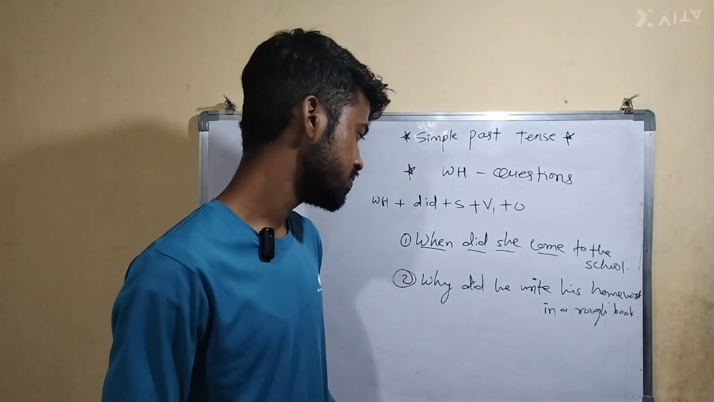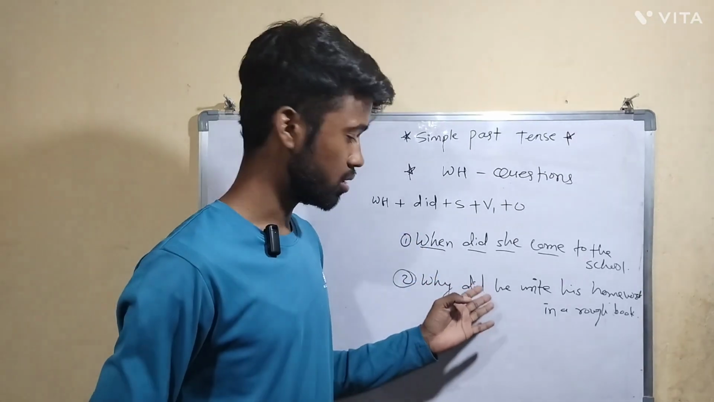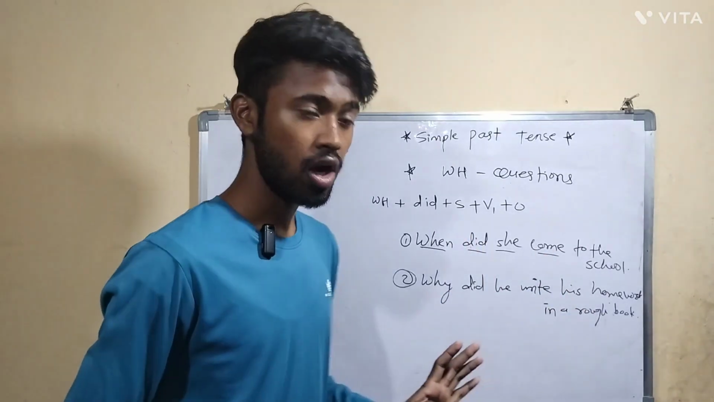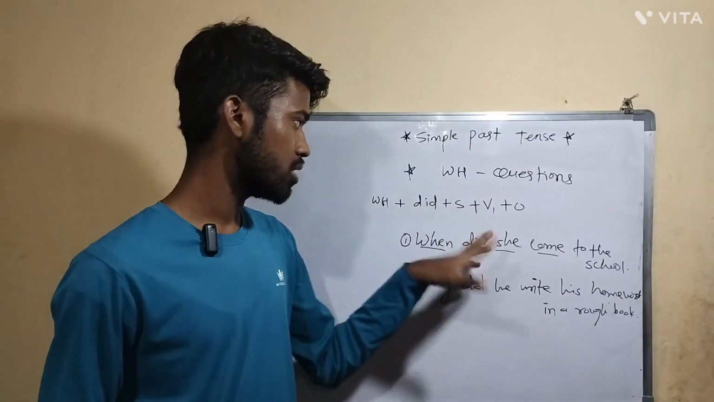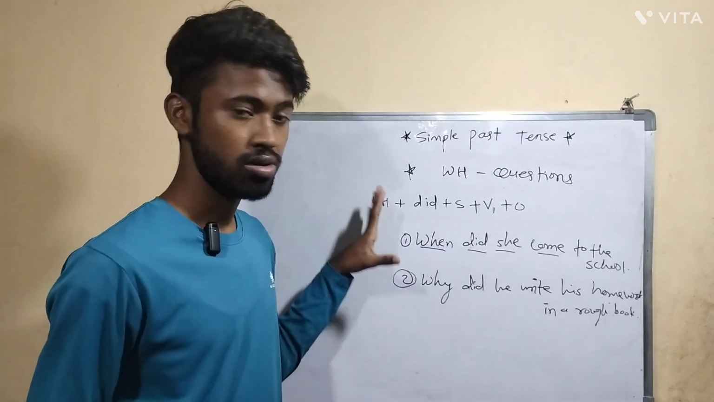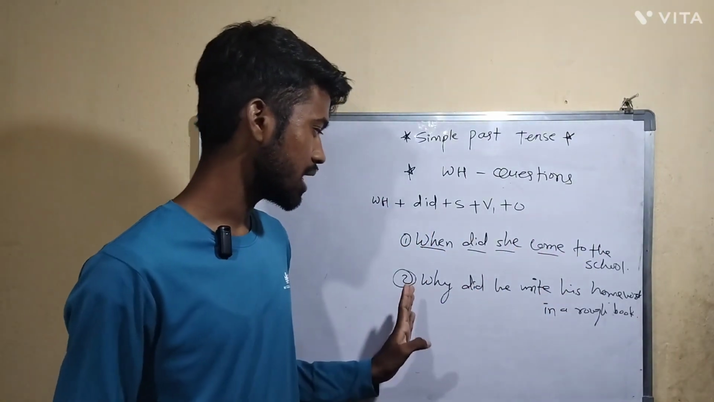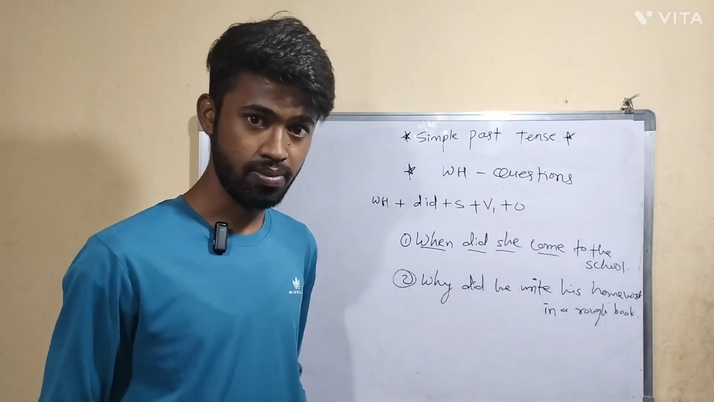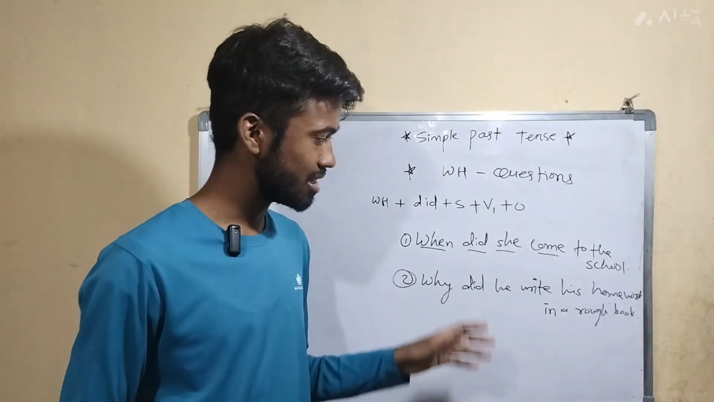So here, same structure. First the WH word, after that the helping verb did, then the subject and first form of verb, and in the last the object. So what you need to understand here is that with did we are using the first form of verb, and after that this structure. Two examples I have written here. When did she come to the school? And second is why did he write his homework in a rough notebook? So I don't think I need to give more examples, otherwise it will extend.